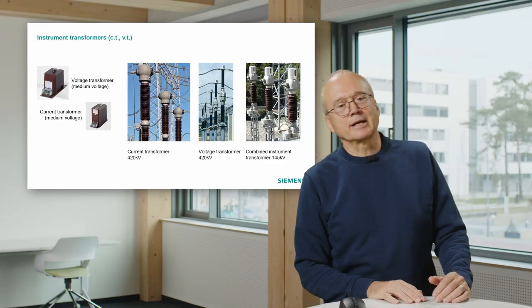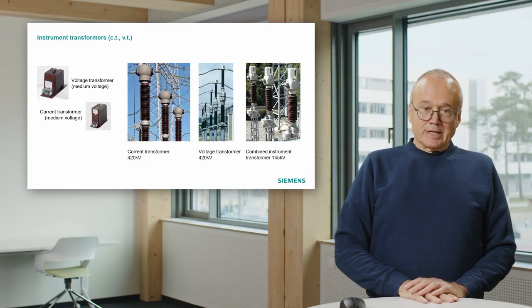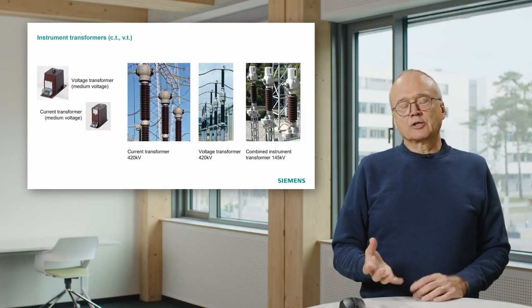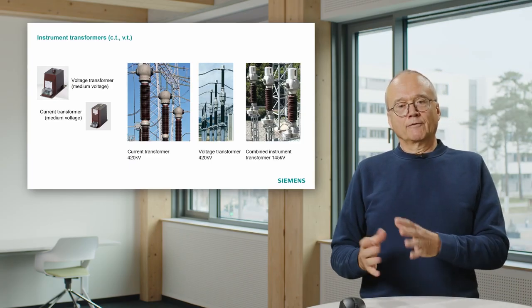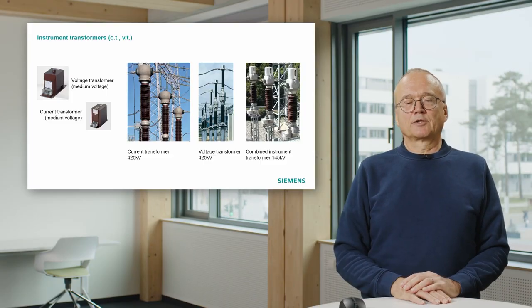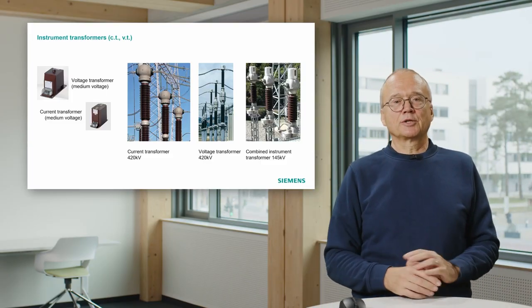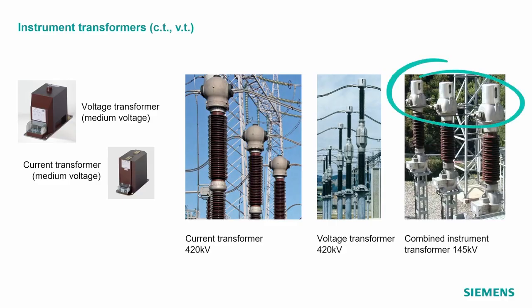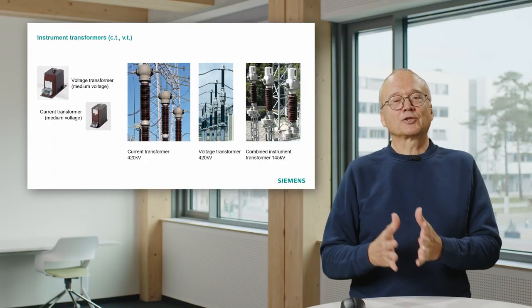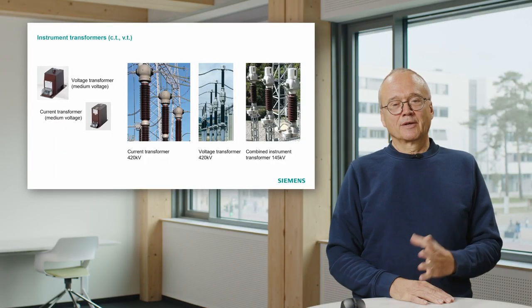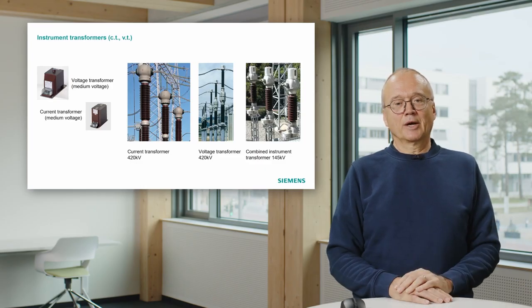Just on the right-hand side, you see a combined instrument transformer. It is a combination of a current transformer and a voltage transformer in one device. Because normally we need both measurements, current and voltage. And what you also see here is again the three phases. That means if we talk about one voltage transformer, we normally talk about 3 devices, 1 per phase.